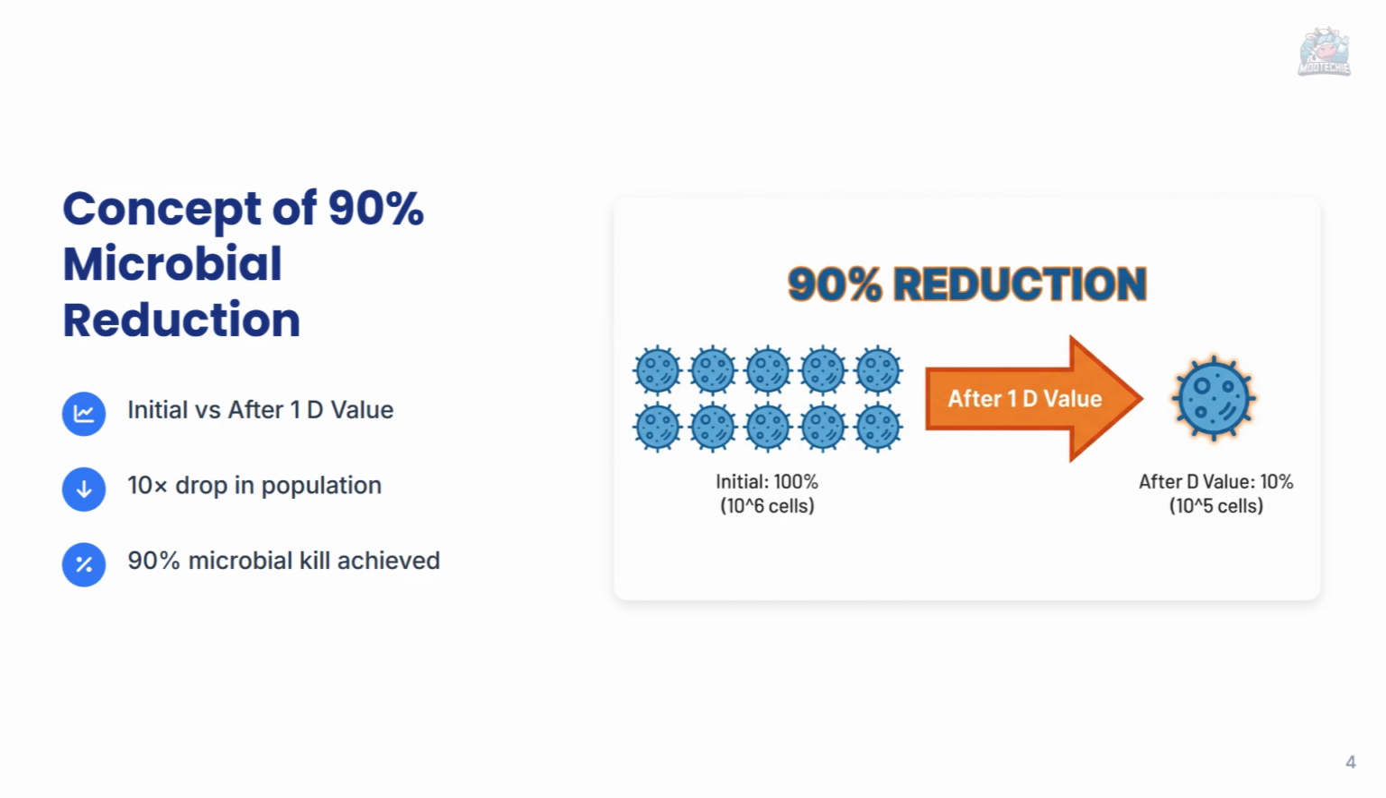Let us understand the concept of 90% microbial reduction. Suppose we begin with 1 million microorganisms. After 1 d-value of heat treatment, the population reduces to 10% of the original. This means only 100,000 cells remain. So the population decreases by a factor of 10. This is called 1 log reduction. Each additional d-value reduces the population further by another factor of 10.